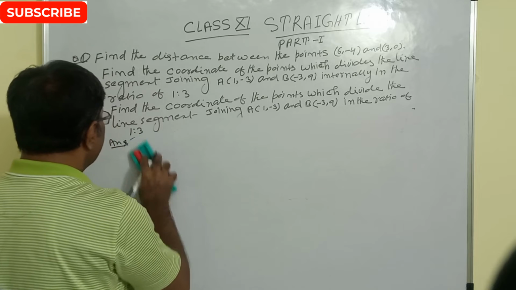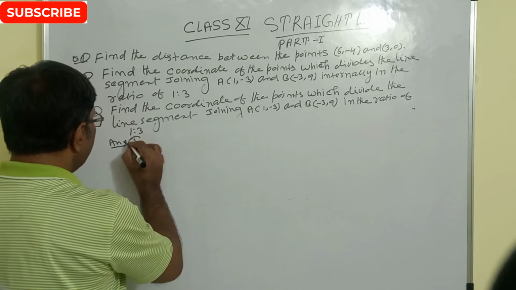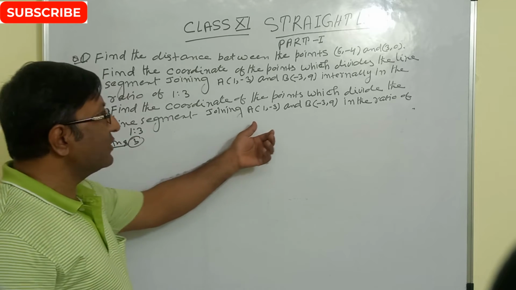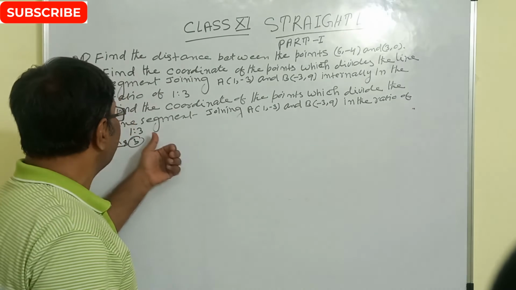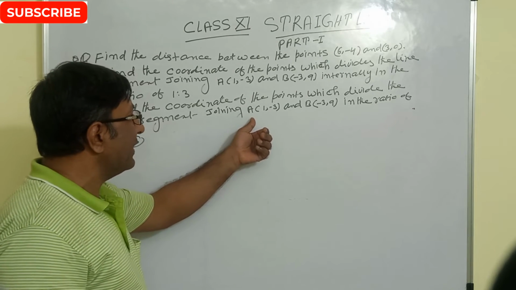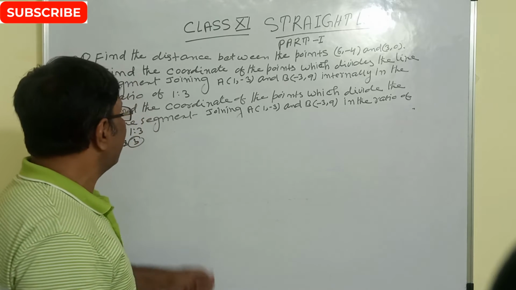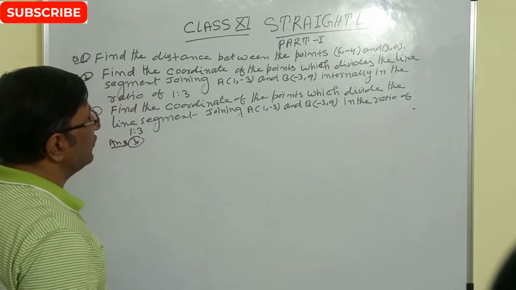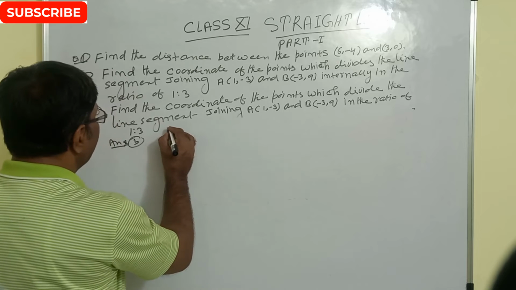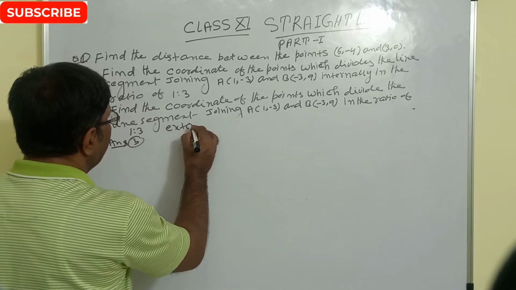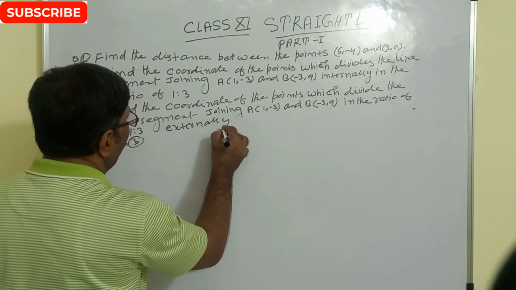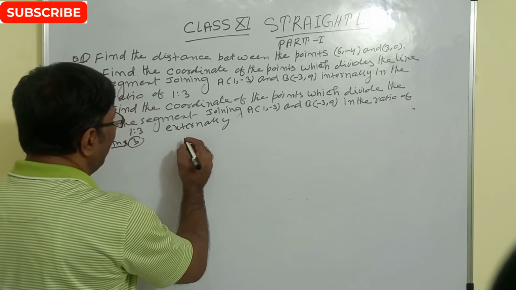So the third question is: find the coordinates of the point which divides the line segment joining A (1, -3) and B (-3, 9) in the ratio of 1 is to 3 externally. That means this point divides externally. Okay. So what is the formula?